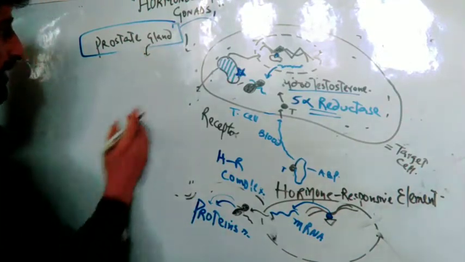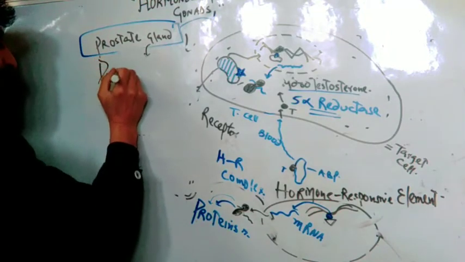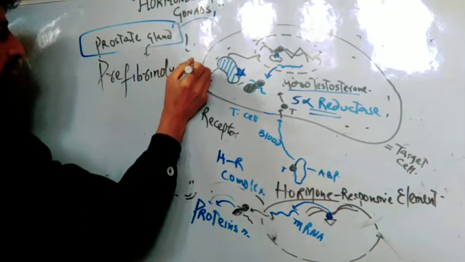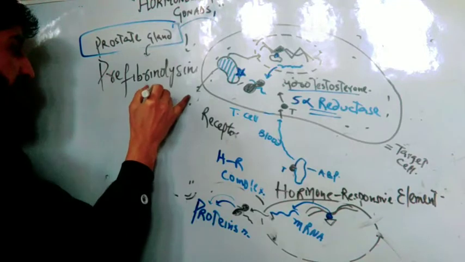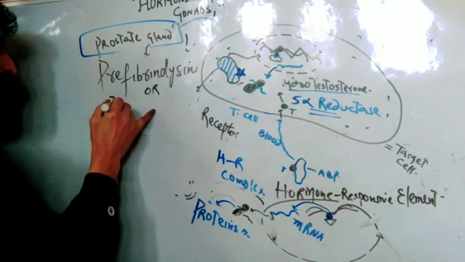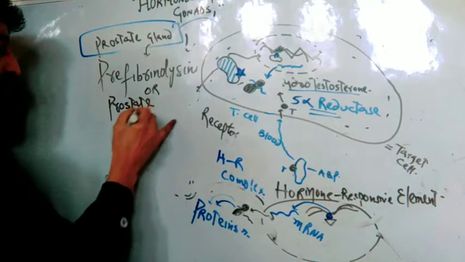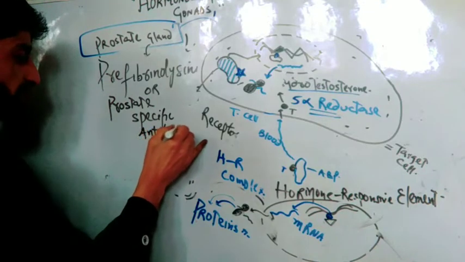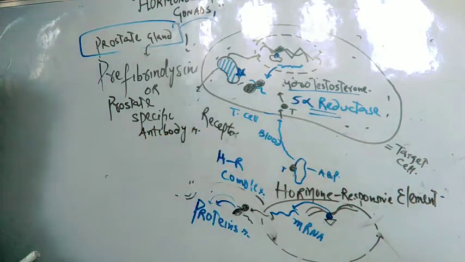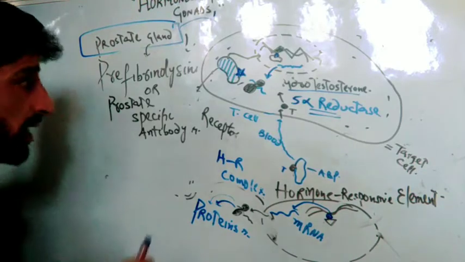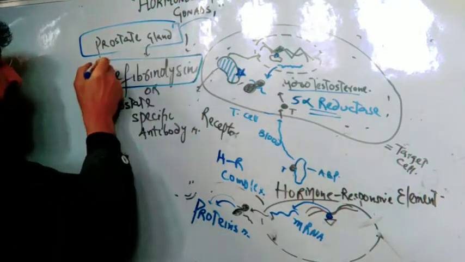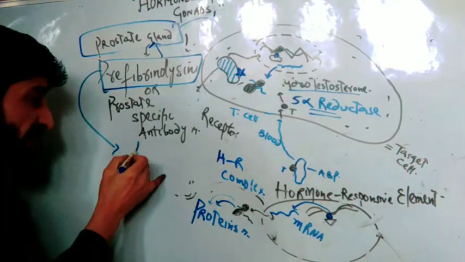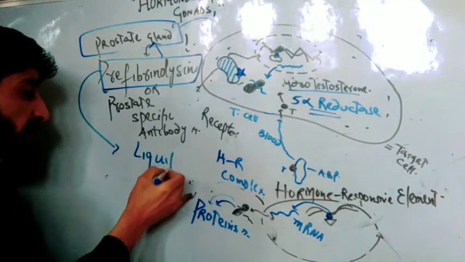Sir, an example of a protein formed is prefibrinolysin. This is one protein. Another example is prostate specific antibody. These are the proteins. Sir, what is the role of these proteins? For example, this protein formed in the prostate gland has a role to liquefy coagulum, or to liquefy the semen.